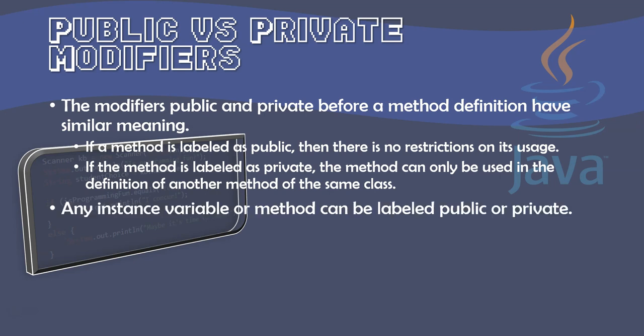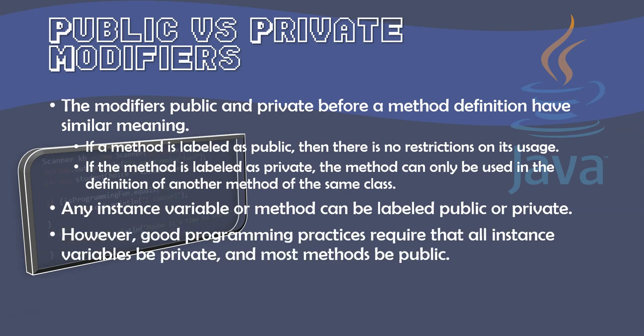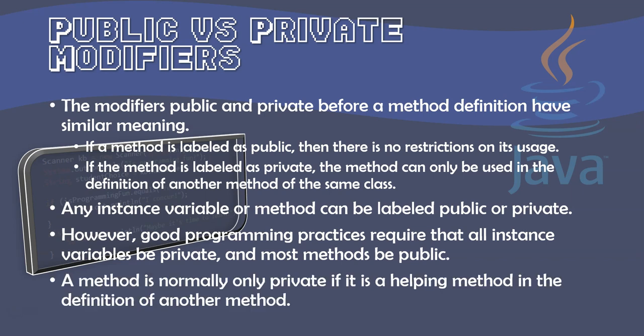Any instance variable or method that can exist within your program can therefore be labeled as private or public, and we label it according to the need that we have it fulfill. Good programming practices say that if you have an instance variable, mark it as private. All right, and most of your methods are going to be public. That's a general rule of thumb to follow. Typically, methods are only going to be private if they're a helping method, for example helping to calculate another method that your program is going to use, or they're in the definition of another method.